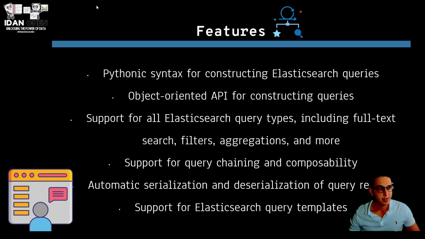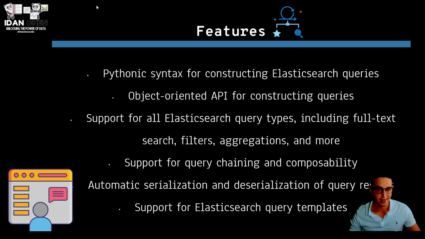So, what are the many features that are in the Elasticsearch DSL library? There is Pythonic syntax for constructing Elasticsearch queries, an object-oriented API for constructing queries, support for all Elasticsearch query types including full-text search, filtering, aggregations, and even more, support for query chaining and composability, automatic serialization and deserialization of query results, and support for Elasticsearch query templates.